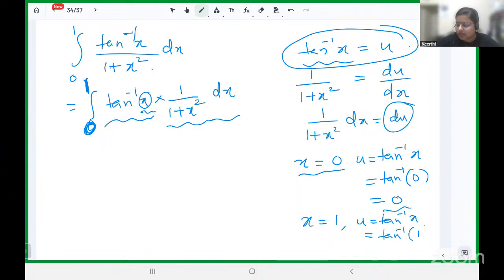So which value of theta will give you tan theta equal to 1? Tan theta is 1. For which value of theta? It is pi by 4, right? Tan pi by 4 is equal to 1. So tan inverse of 1 is pi by 4.